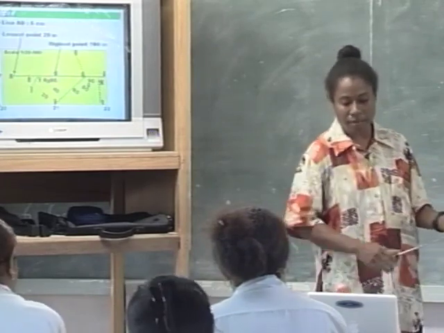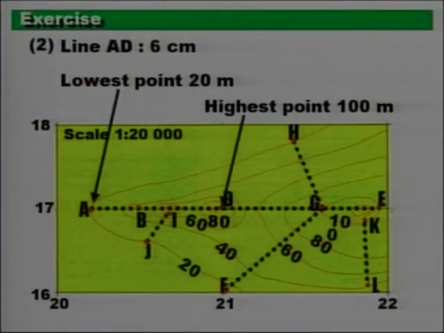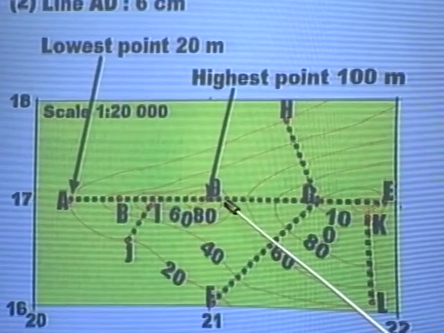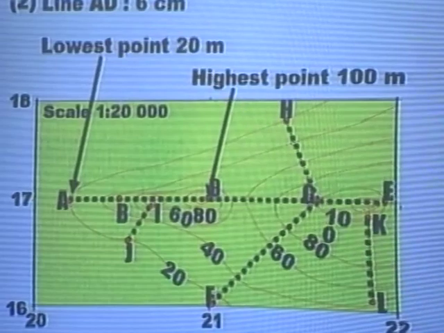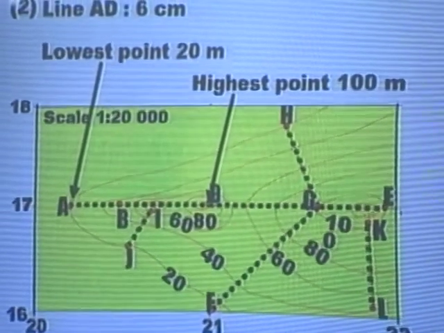Okay, the next one, calculation of gradient between the two points A to D only. This is not from A to E. Some of you have gone all the way from A to E. The gradient is supposed to be calculated only between points A and D. So you check. The highest point is 100 meters. The lowest point is 20 meters. The vertical difference then will be 80 meters.